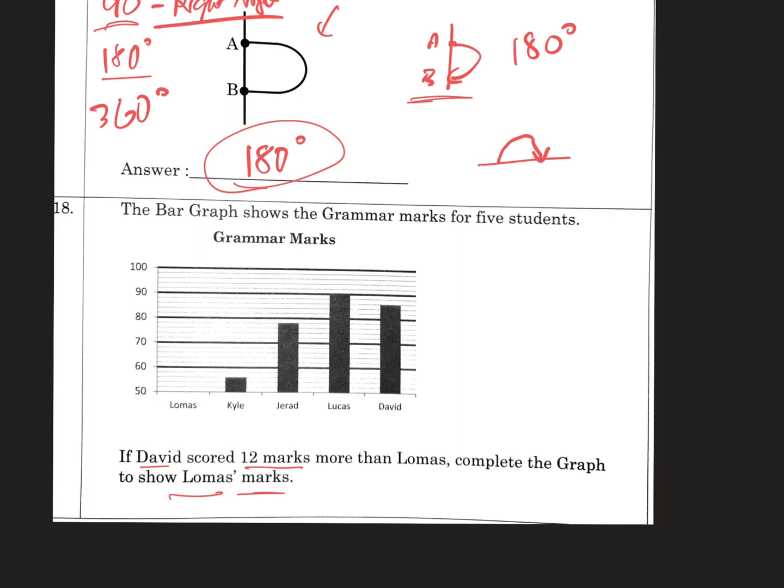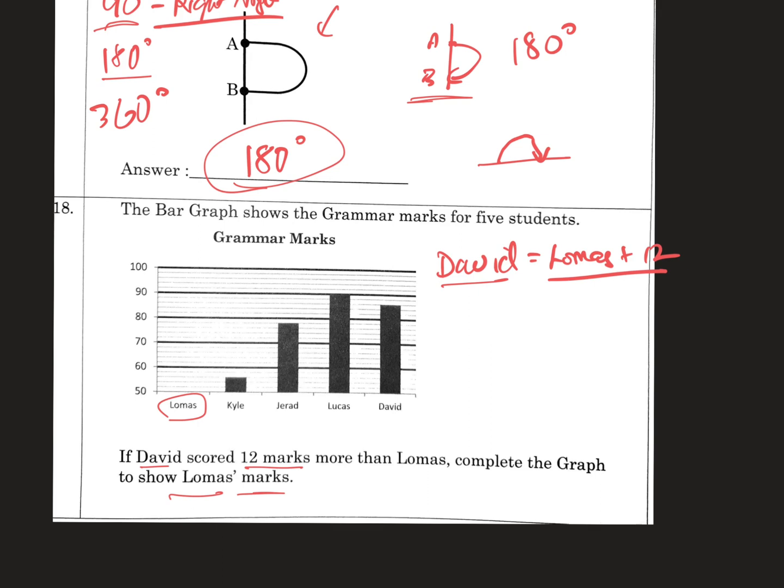Remember I told you that we should always try to draw, because when we draw, we use the left side of our brain, and when we do mathematical questions like addition, subtraction, any calculations, we use the right side of the brain. So if we could use both sides, that will stack the odds in our favor. So David scored 12 marks more than Lomas. So David is equal to Lomas plus 12. They did not give us Lomas's mark, so we have to figure it out.